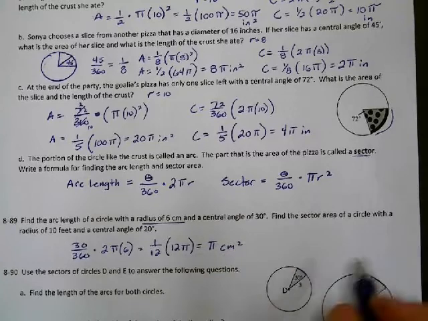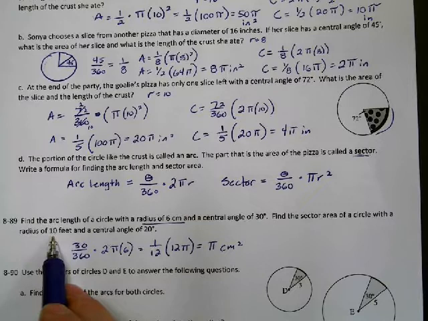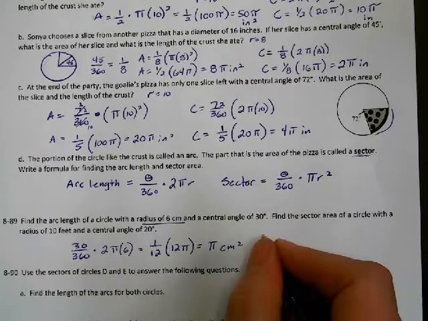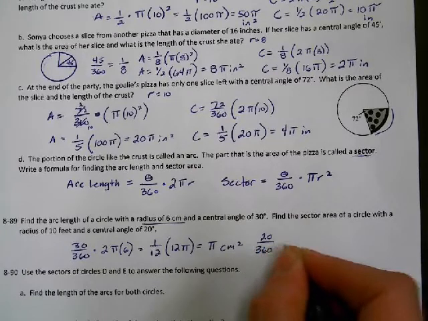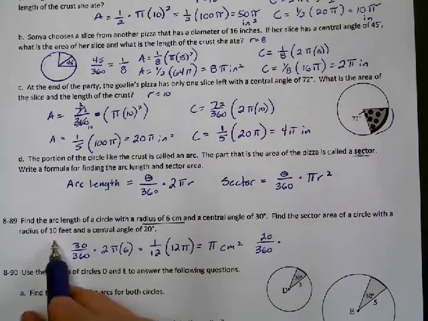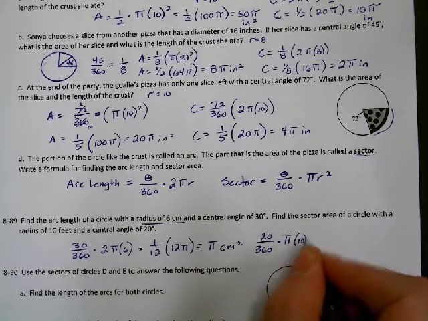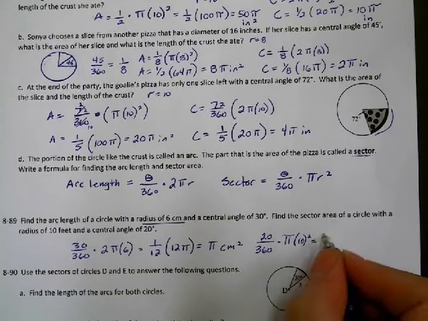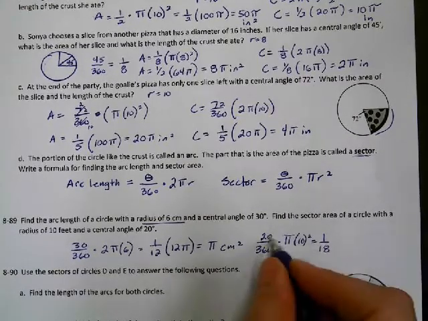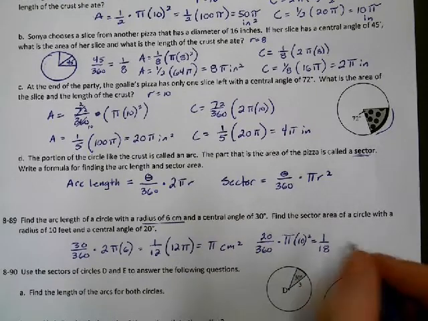For this other one, find the sector area of a circle with a radius of 10 feet and a central angle of 20. So we do 20 out of 360 times pi r squared. So we're going to do pi times 10 squared. 20 out of 360 reduces to 1/18. I just got rid of the zeros, and then 2 goes into both of those. And then this would be 100 pi.